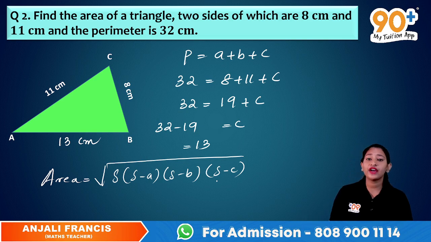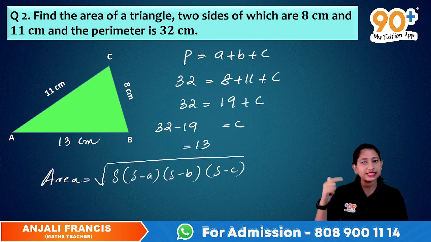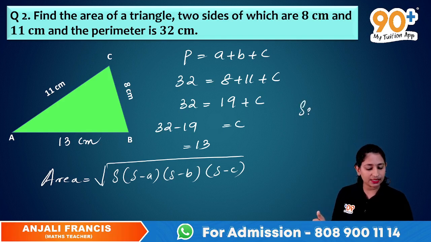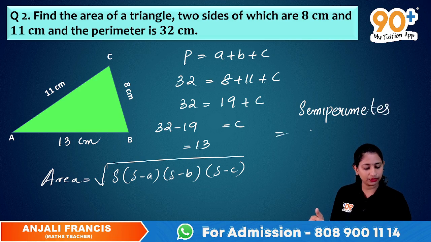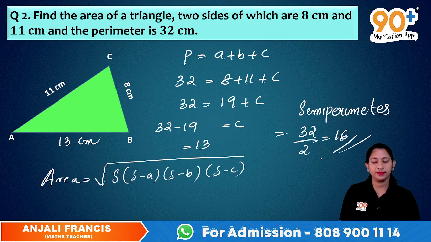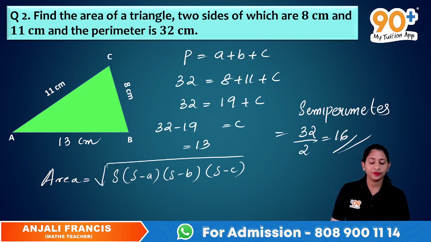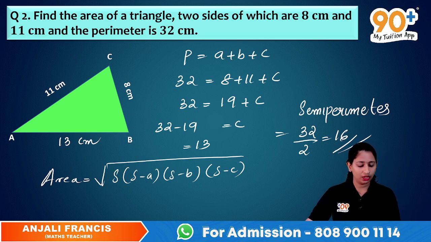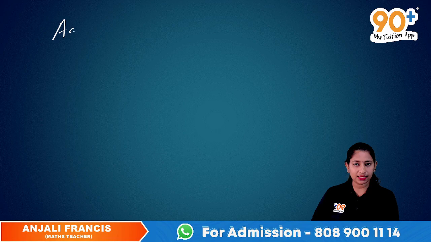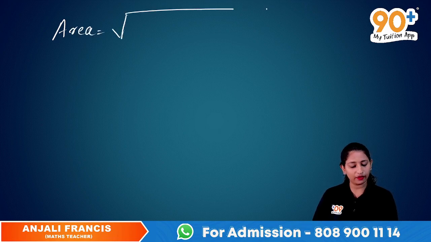So here we need to find the semi-perimeter. We need to find s, right? So semi-perimeter is equal to, we have already been given the perimeter, 32. So here 32 by 2 is equal to 16 centimeter. 32 by 2 is equal to 16 centimeter. So we got the semi-perimeter. Then we move on to putting it in the equation. So here area is equal to what will come? Root of 16 into what?